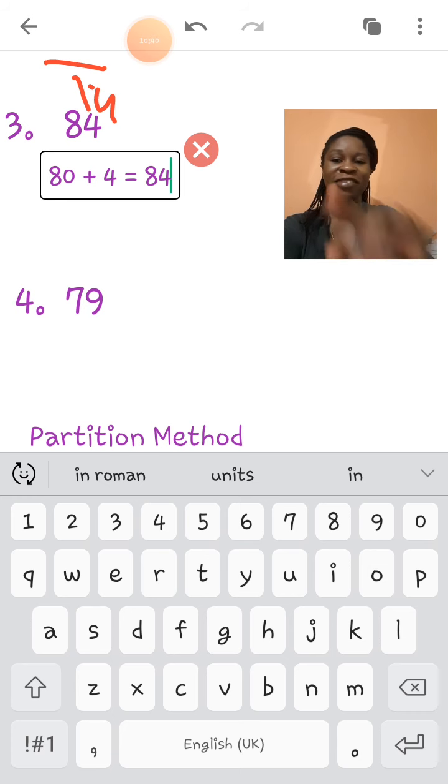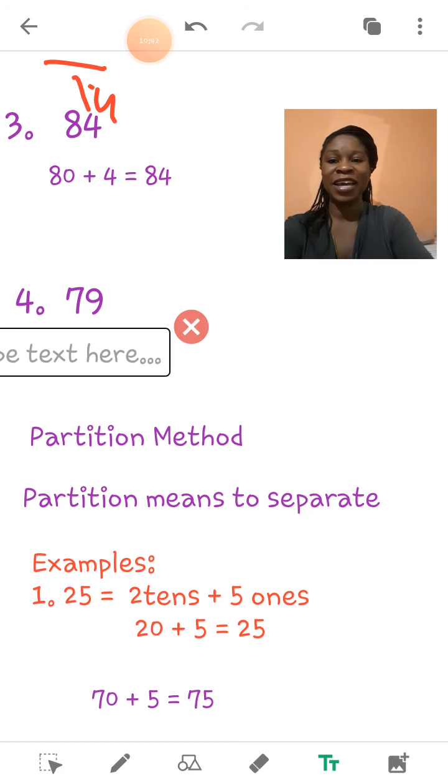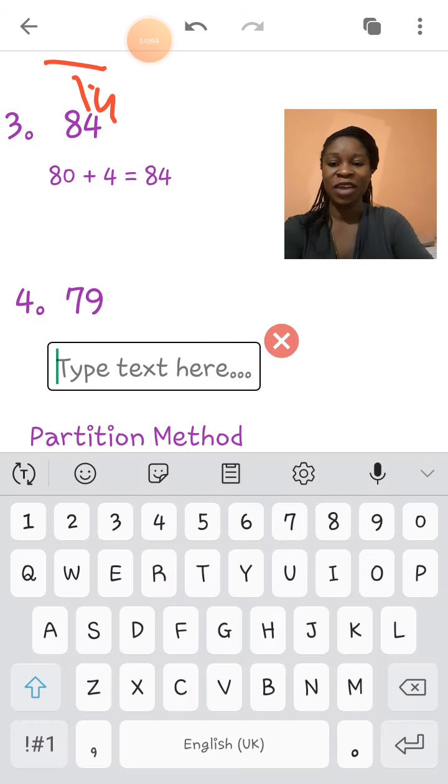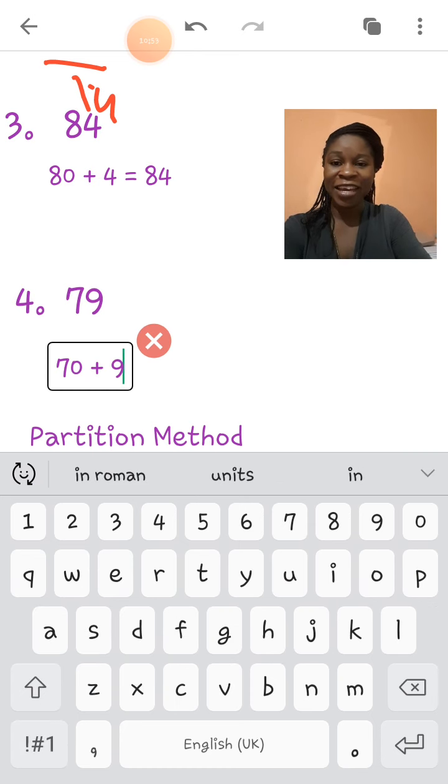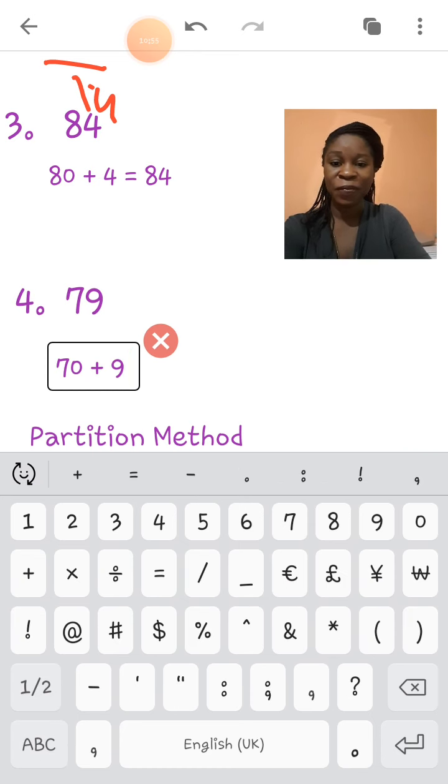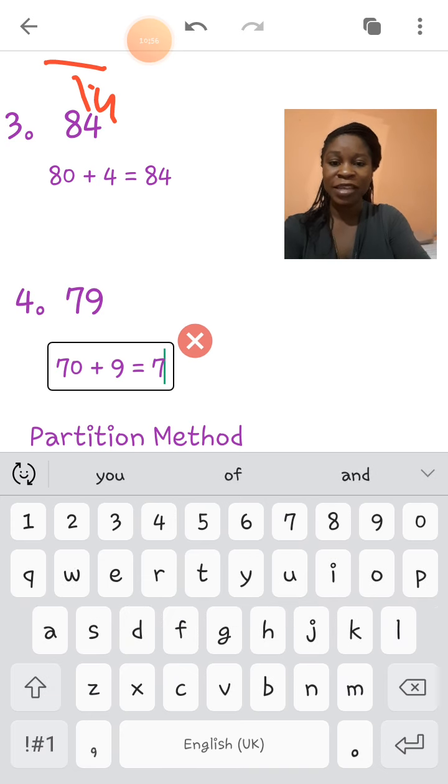Same, very easy. Same as 79. Let's go. I don't need to put the tens again. I'm sure you've gotten a grip of the tens and units. We have 70 plus 9, which will give us 79.